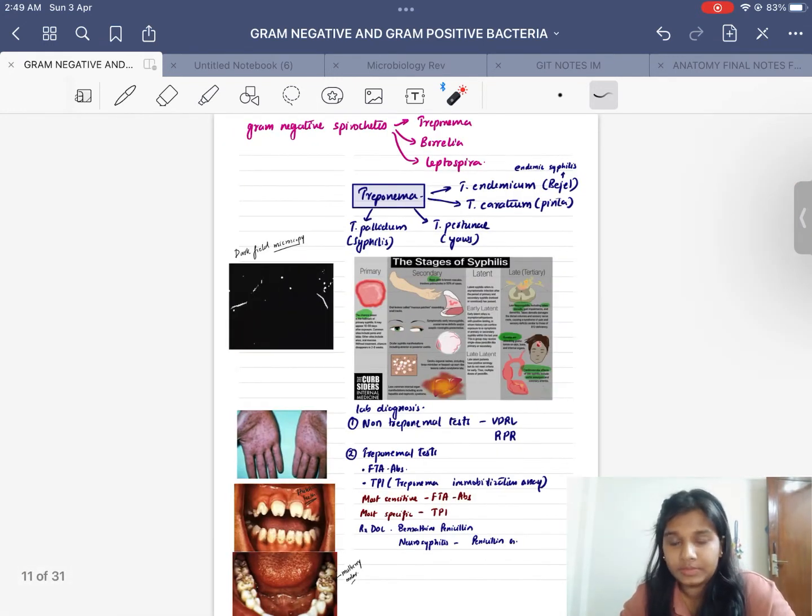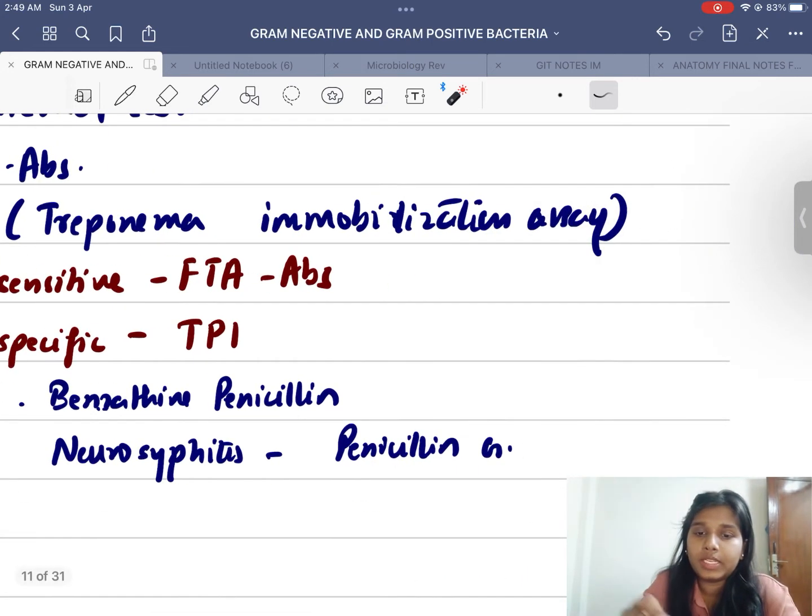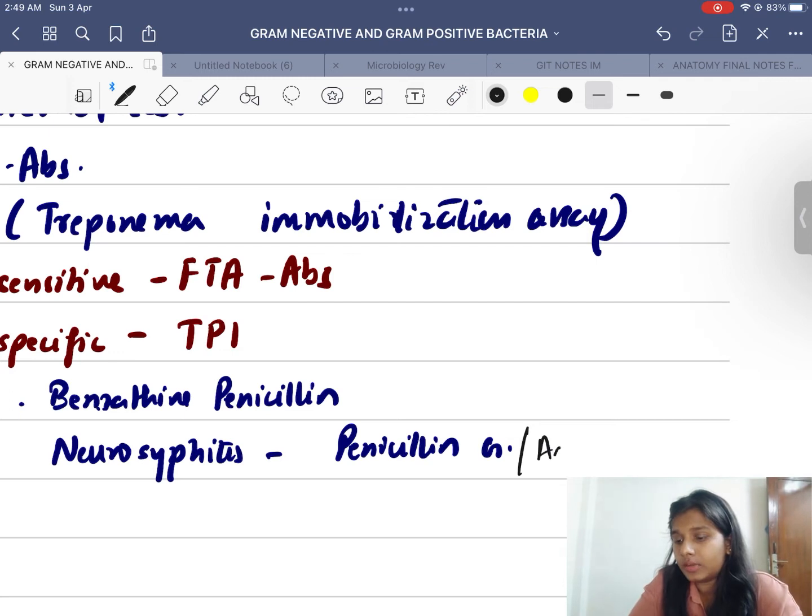After that, treponema is very important, especially Treponema pallidum, which causes syphilis. The four stages of syphilis should be remembered. Drug of choice is benzathine penicillin, except for neurosyphilis, for which it is penicillin G, or aqueous penicillin.